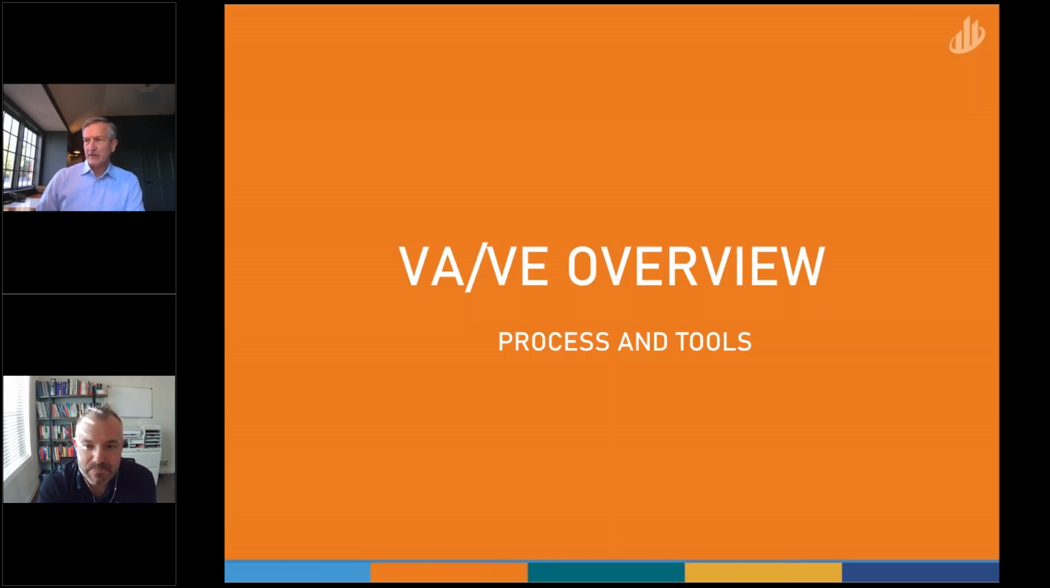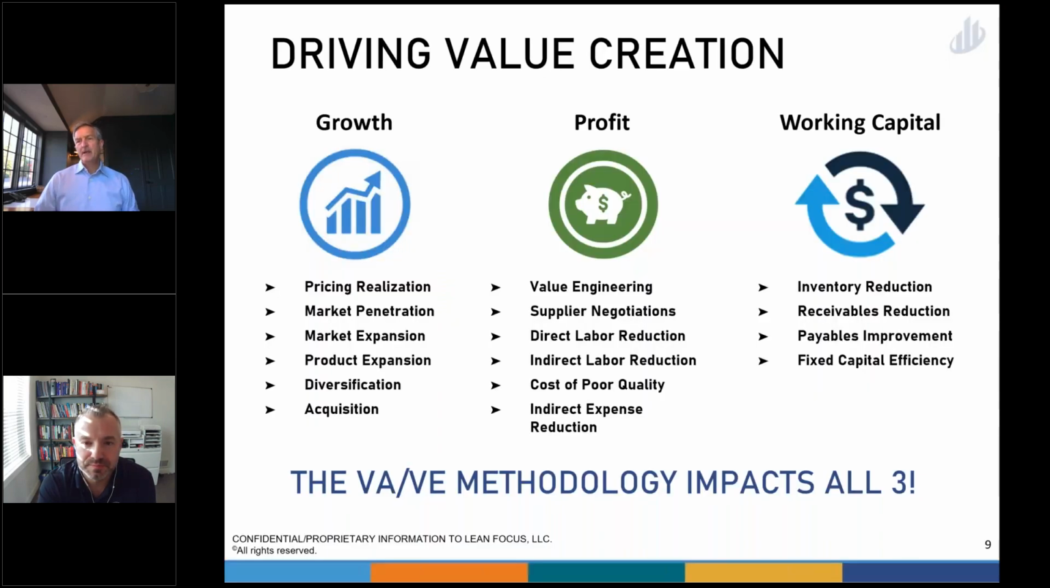Okay, so let's go over an overview of the process and tools here. I think just to start, the reason you do value analysis and value engineering is really to drive increased growth, to increase profits, and to reduce working capital. And it really does apply in all areas of the business, and often the same project can impact all areas.